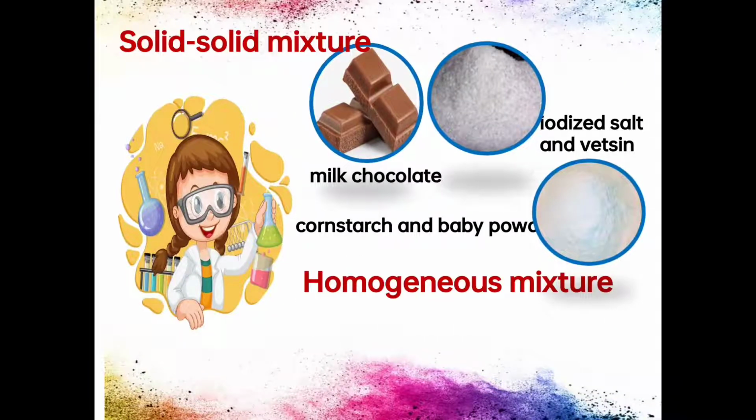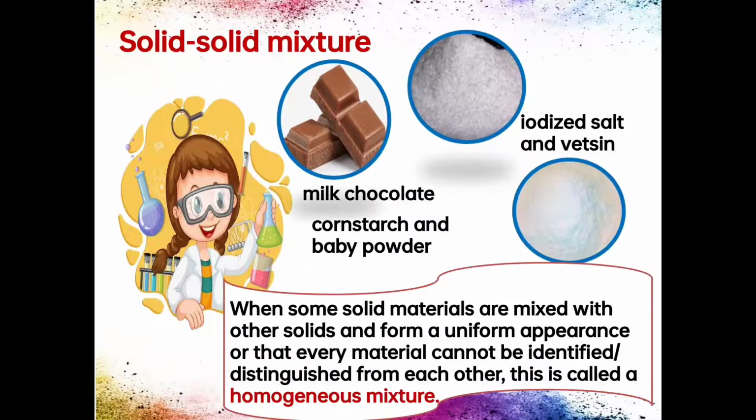These are examples of homogeneous mixture when solid is mixed with another solid material: the milk and the chocolate, iodized salt and vaccine, cornstarch and baby powder. When some solid materials are mixed with other solids and form a uniform appearance, or every material cannot be identified or distinguished from each other, this is called a homogeneous mixture.